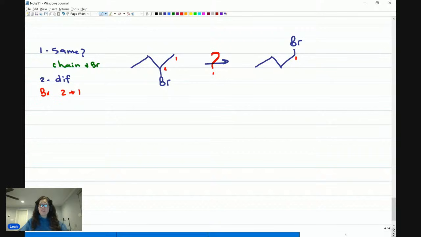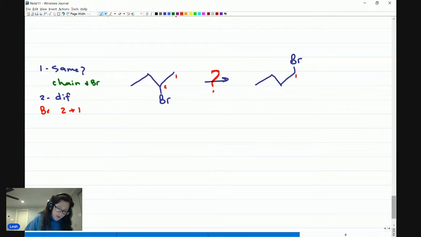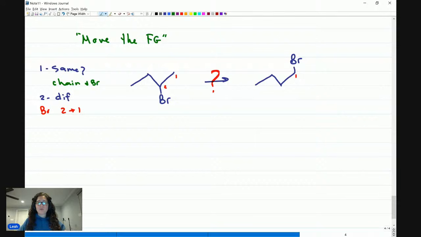And the question is, how do I move a halogen or any kind of functional group from one position to another? This is what I call the move the functional group pattern. So anytime you see something moving on your exam, immediately think of moving the functional group. The way that I move a functional group, it's not one simple reaction.